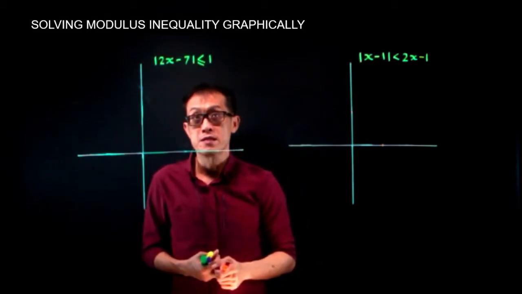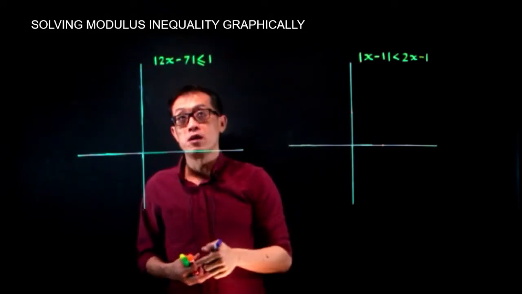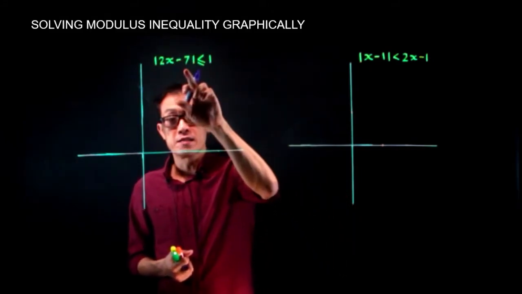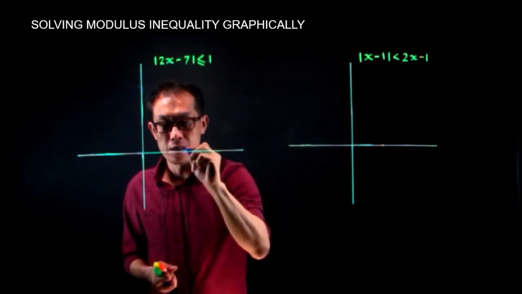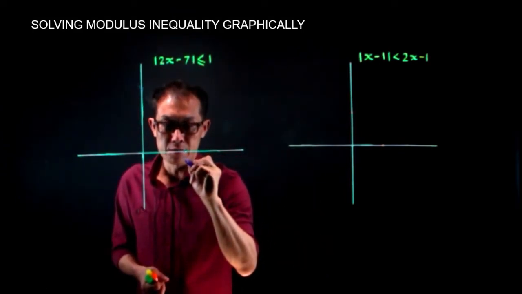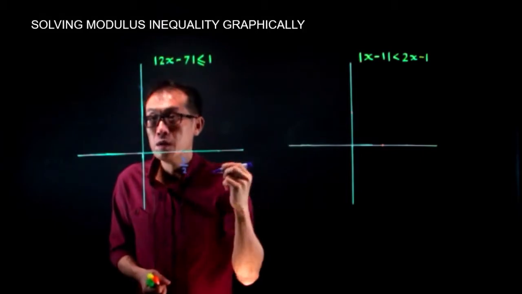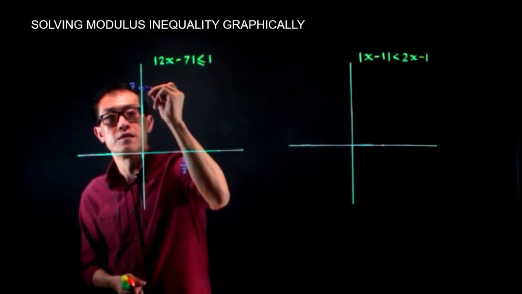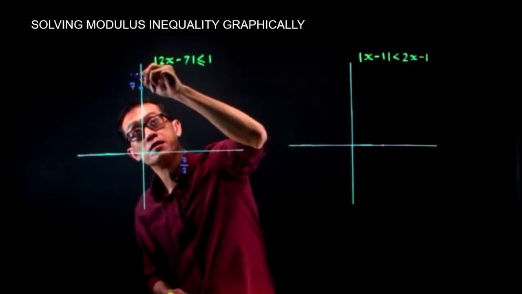Modulus of 2x minus 7 is smaller than 1. Let's sketch the graph modulus of 2x minus 7. Now it cuts the x-axis at 7 over 2. Let's say it's the point here. And it cuts the y-axis at 7. So let's name this first, 7 over 2. Now this is 7. So your line will be something like this.